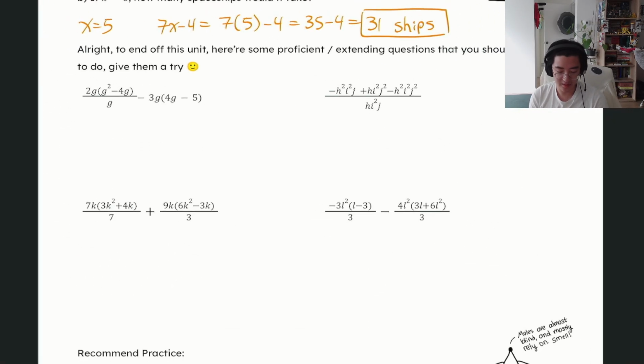So now, to end off the unit, here are some proficiency and extending questions. They are on the harder side of things, but I'm hoping that if you're confident enough to do the harder ones, the rest of the unit is no problem. So give those a shot. But for now, I'm going to write out all the answers here.